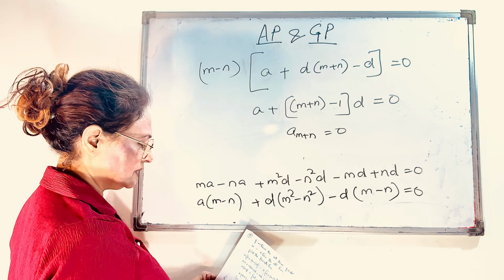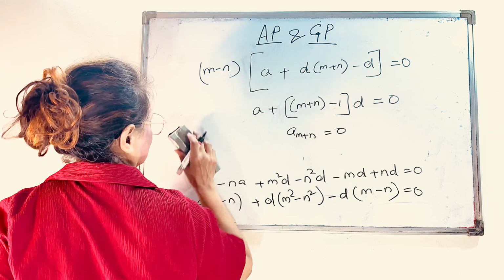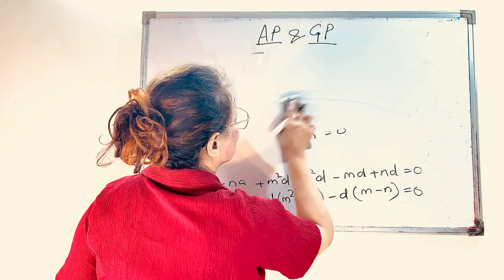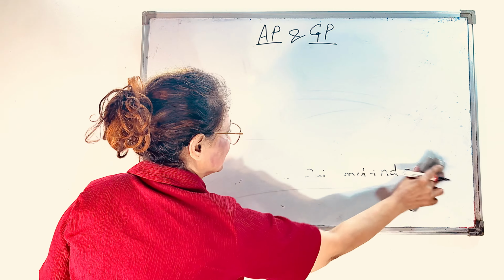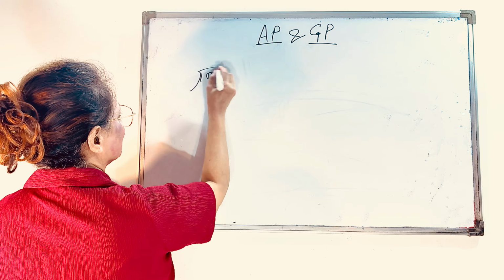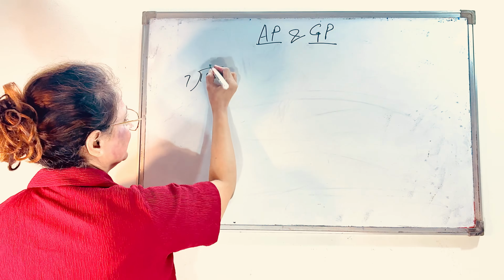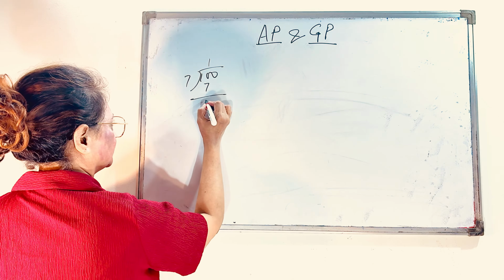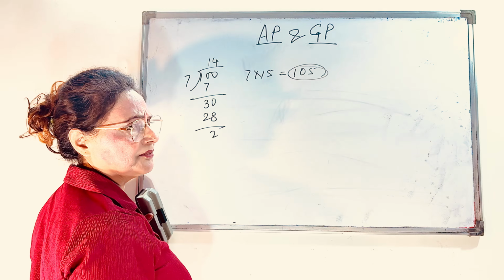One last question. How many three-digit numbers are divisible by 7? So let us see. Three-digit smallest is 100, right? 100 is not divisible by 7. So which is the first number? Divide by 7. 7 into 14 is 98, which is smaller than 100, not a three-digit number. The next one is a three-digit number. That means 7 into 15, which is 105. This is the first term.